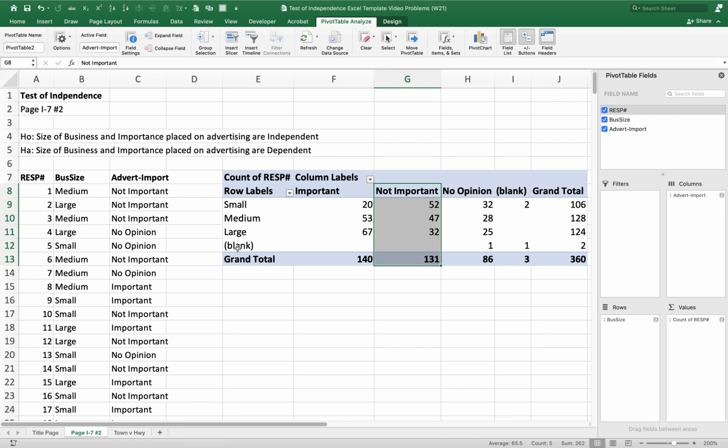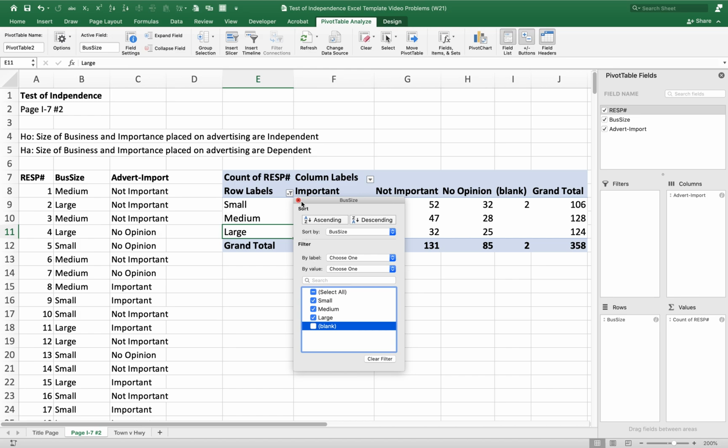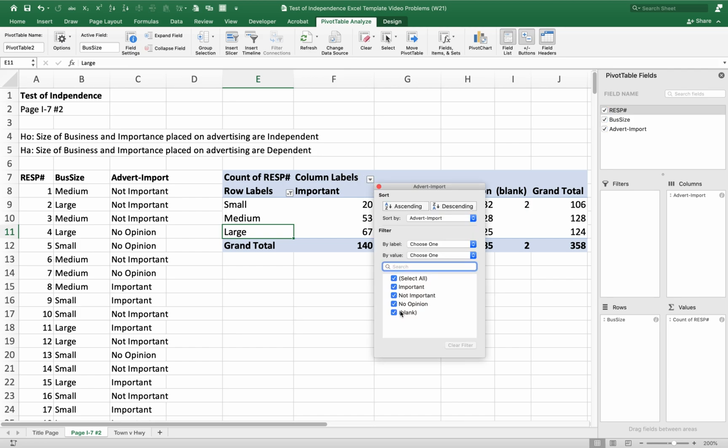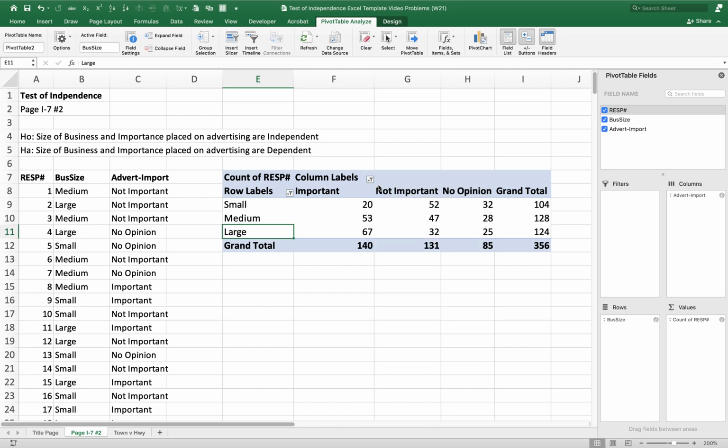Now the other thing you'll note here is that I've got these blanks. So I can filter those out. If you take a look at where it says the row labels here, you've got a little down arrow here, and I can deselect any of these items here. So I'm going to deselect the blanks, and that gets rid of them. And then I can do the same here for the column labels, because I've got some blanks here. So I'm going to deselect those, and I'm left with what we've got then in our manual here. So it looks like that.